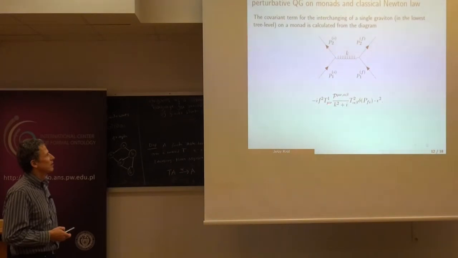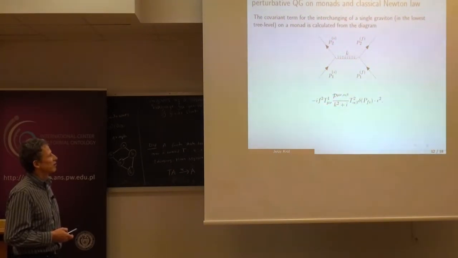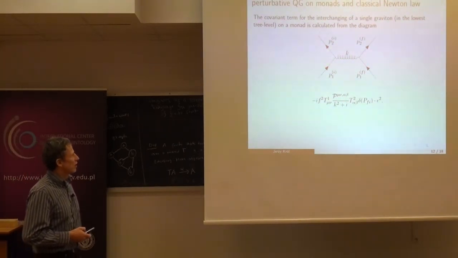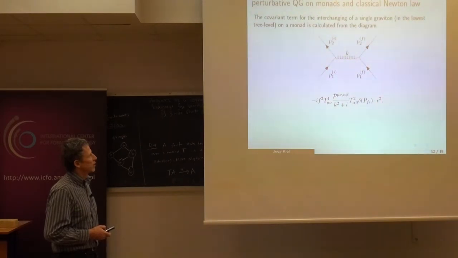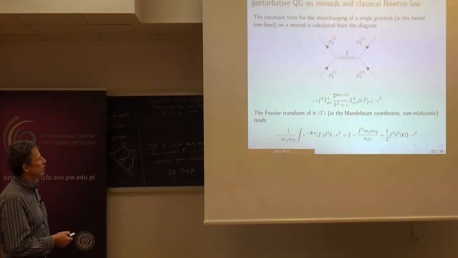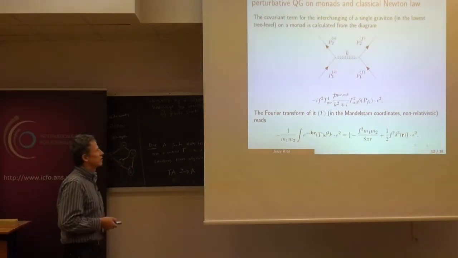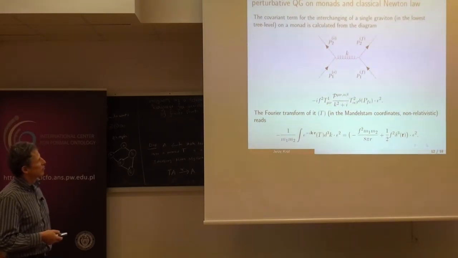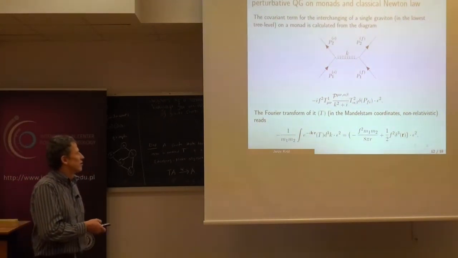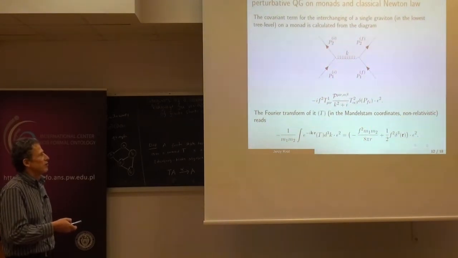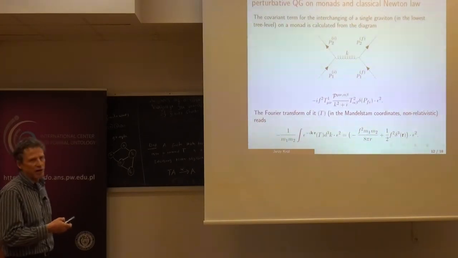Here we have the momentum-energy tensors of the particles, here is the propagator of the graviton, and here is F square. On monads, it means that there must be present a dual number to the power of 2. When we Fourier transform that expression, choose Mandelstam coordinates, which is more or less the standard procedure, and take the non-relativistic limit, we recover Newton's law of gravity, with some correction, we say quantum correction. This is the way classical gravity in the non-relativistic limit can emerge from diagram language.